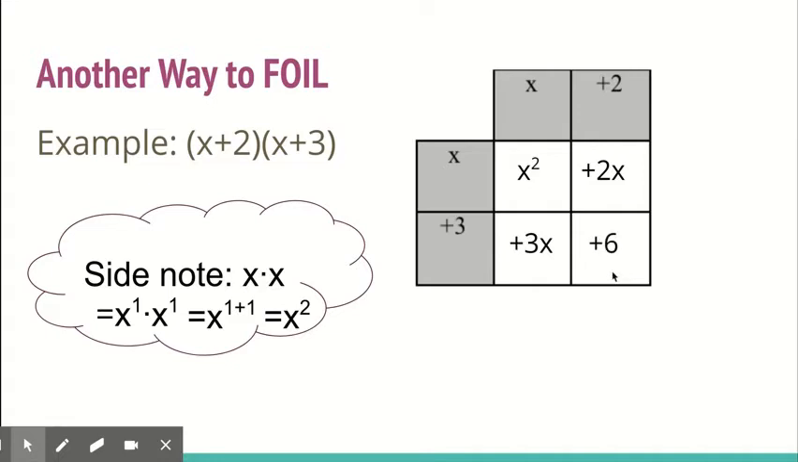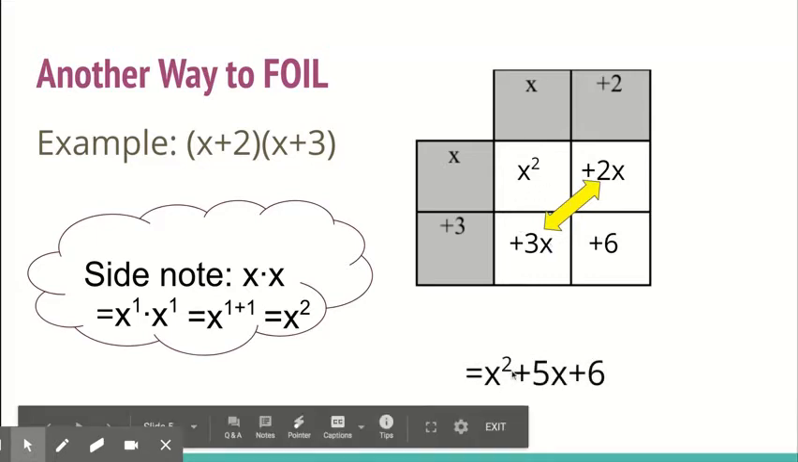Okay, so now to simplify this, these two are like terms. They are the same variable and the same exponent. So we can simplify those together. So we can add those together, and I know I'm going to get 5x. X squared, there's no other like terms to it, so I just leave it as x squared. And there's no other like terms to 6, so I just leave it as 6.